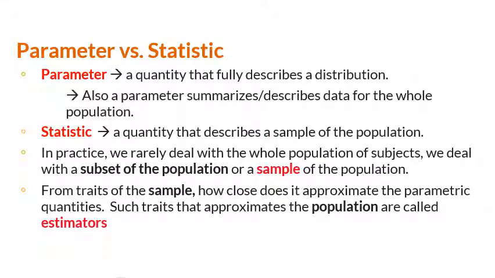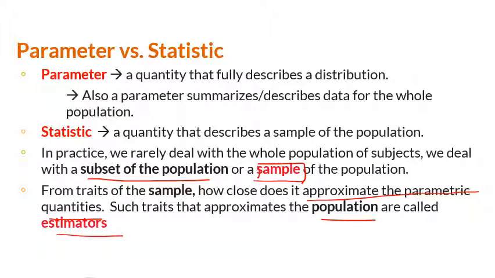So, in practice, we rarely deal with the whole population of subjects. Ang inobserve natin usually is a subset of the population, or a sample of the population. And then from that sample, you draw out and attempt to estimate your parametric quantities. So you are approximating your parametric quantities from your small sample or a subset of the population. So yung tawag dun sa mga traits that approximate the population are called estimators.